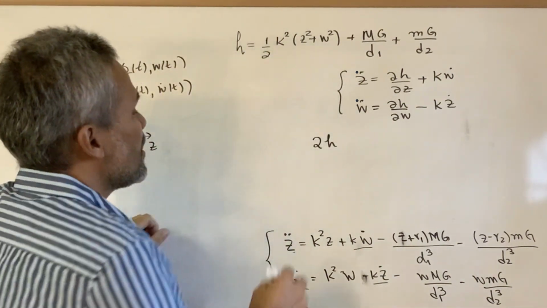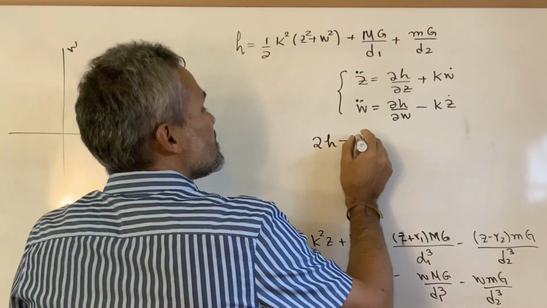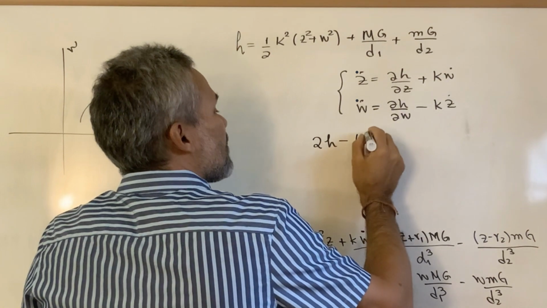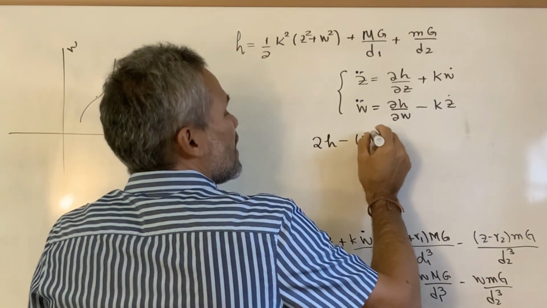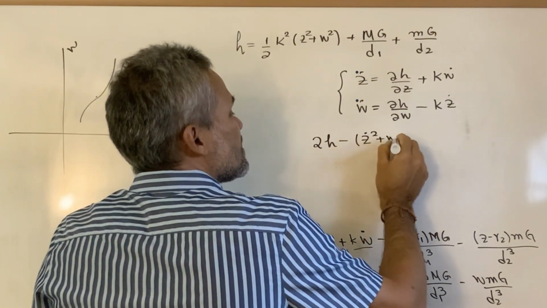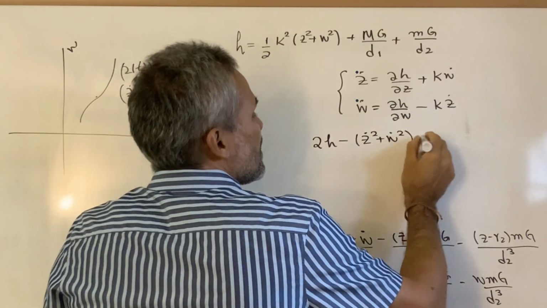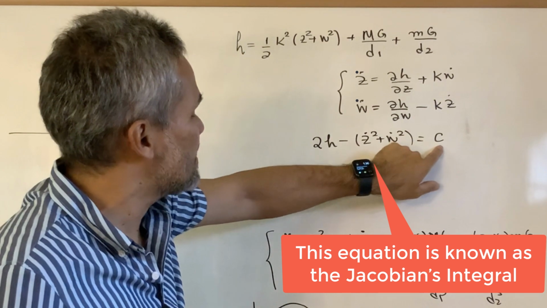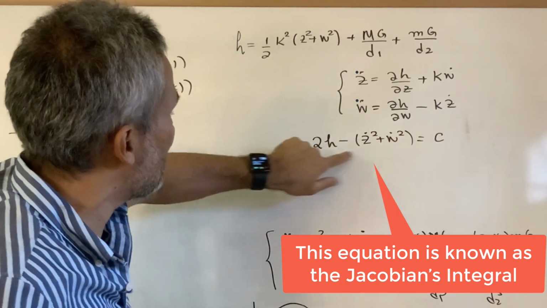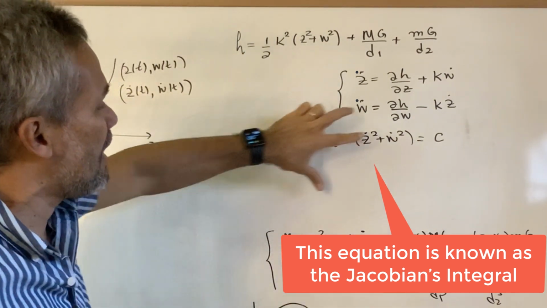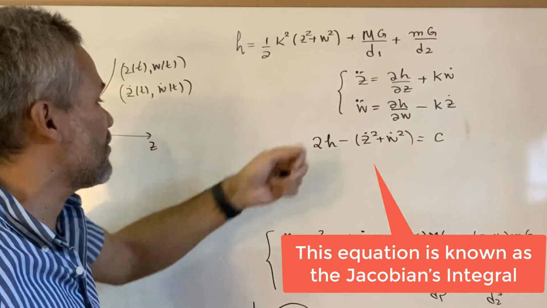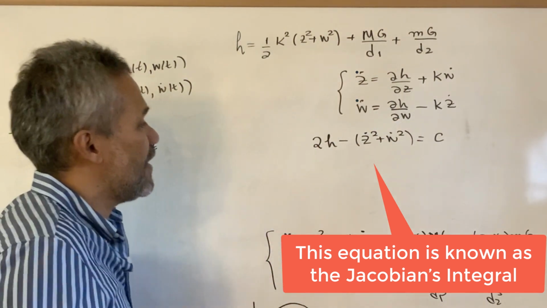This is an expression in terms of t minus c prime squared plus w prime squared. You can check that this is always the same. This is a constant c that is independent of t. This is a conservation property, a first integral, something like the conservation of energy.